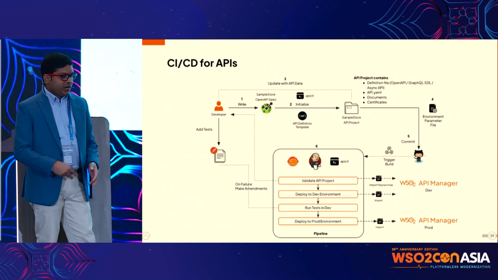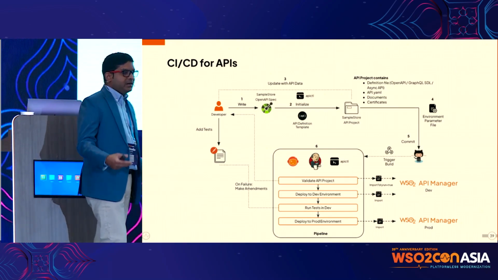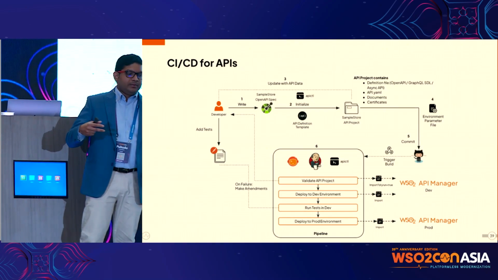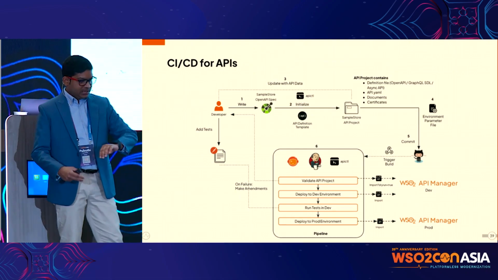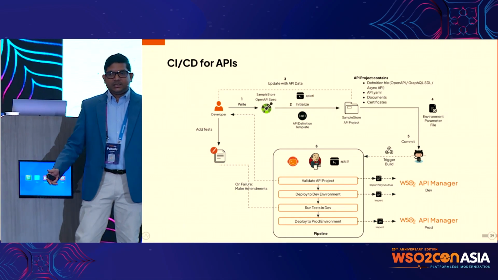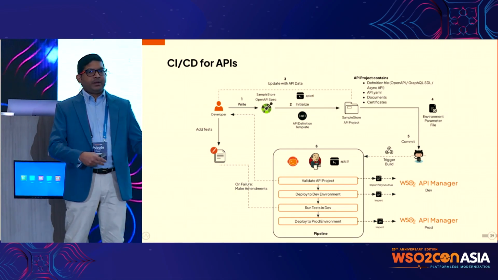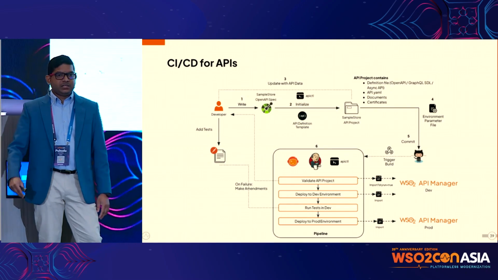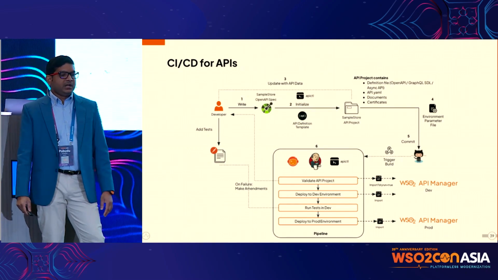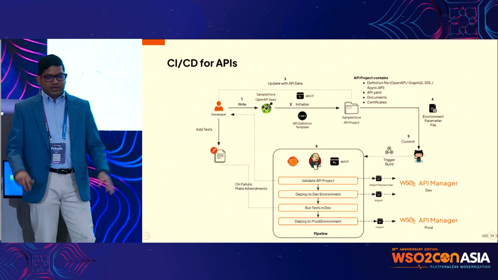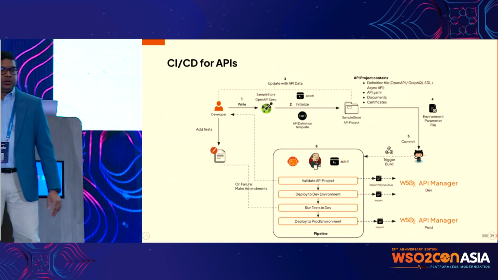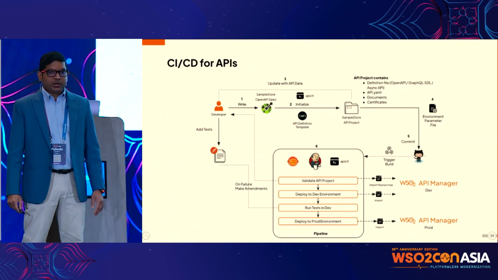And after that, you can basically run tests and make sure your tests are passed. And then once that is done, you can promote your API to higher environments like staging, production, and likewise. So this is the high-level idea when it comes to doing CI/CD for your APIs.